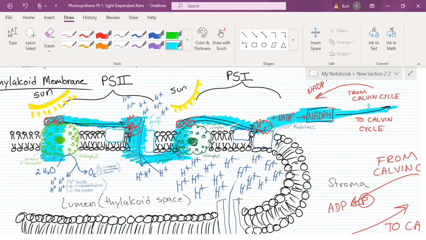So what we call this is a non-cyclic pathway. A non-cyclic pathway sends the electrons out, and those electrons do not come back. This is not a Ferris wheel. This is not a cycle. This is not going to go round and round and round. So that would bear the question, what is the cyclic pathway? So we have about 3 minutes. I'm going to try to squeeze this in.